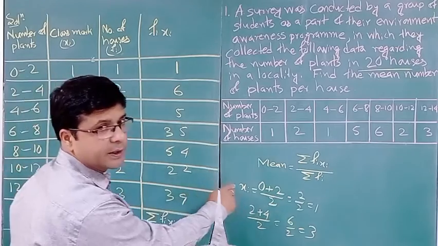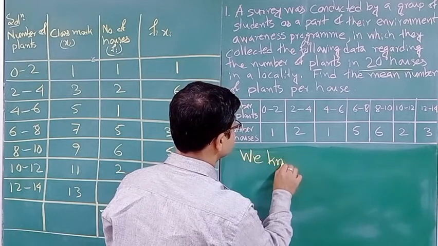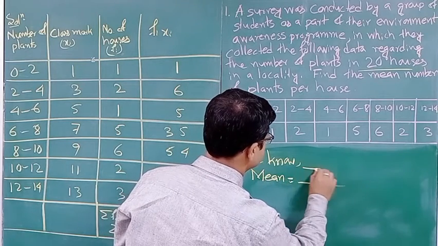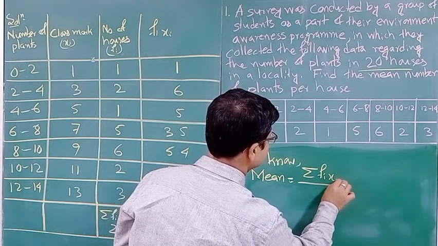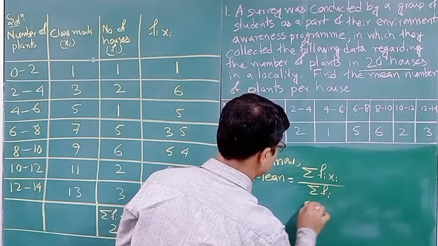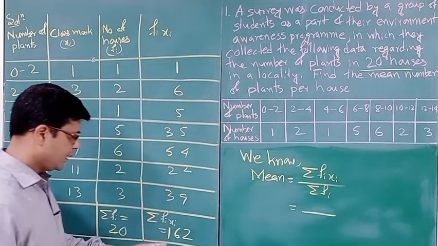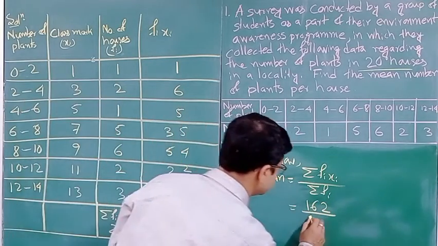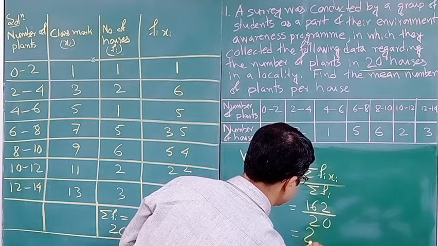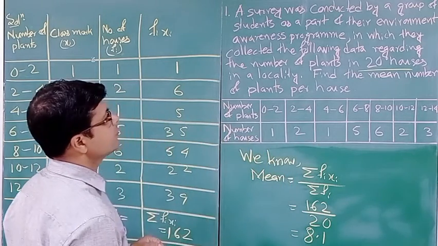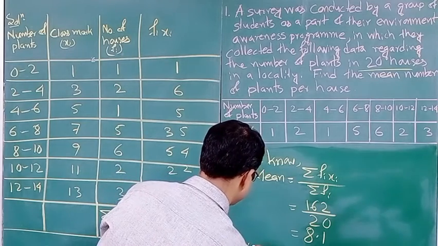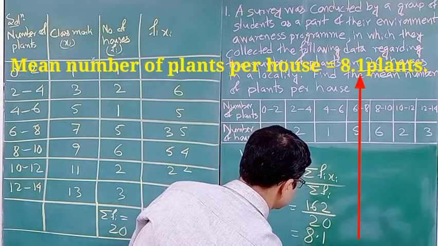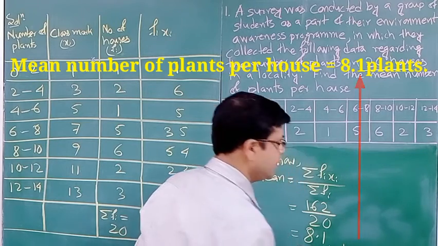Now let us find the mean here. We know mean equals summation of fi xi divided by summation of fi. Summation of fi xi is 162 and summation of fi is 20. If you divide, it is 8.1. The question is to find the mean number of plants. Therefore, mean equals 8.1 plants.